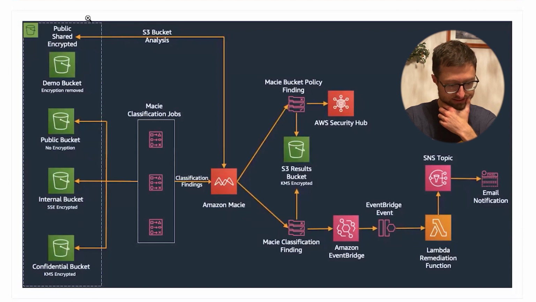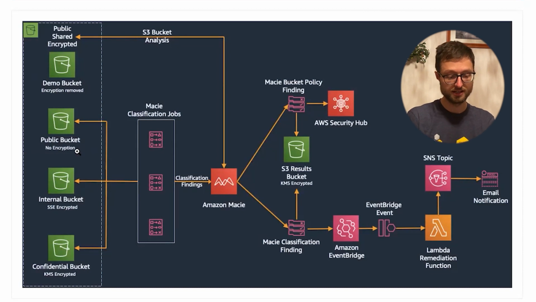Okay, what do we have in this diagram? Looks like a bunch of S3 buckets. Demo bucket, public bucket, internal bucket, confidential bucket. I got it. That's what they meant by just classified. We're naming it public bucket, but it's not going to be public. And then we've got Amazon Macie smack dab in the center. And we've got Macie classification jobs to classify the data in those three buckets. Oh, and we've got various levels of encryption. No encryption, SSE encryption, KMS encrypted, and encryption removed.